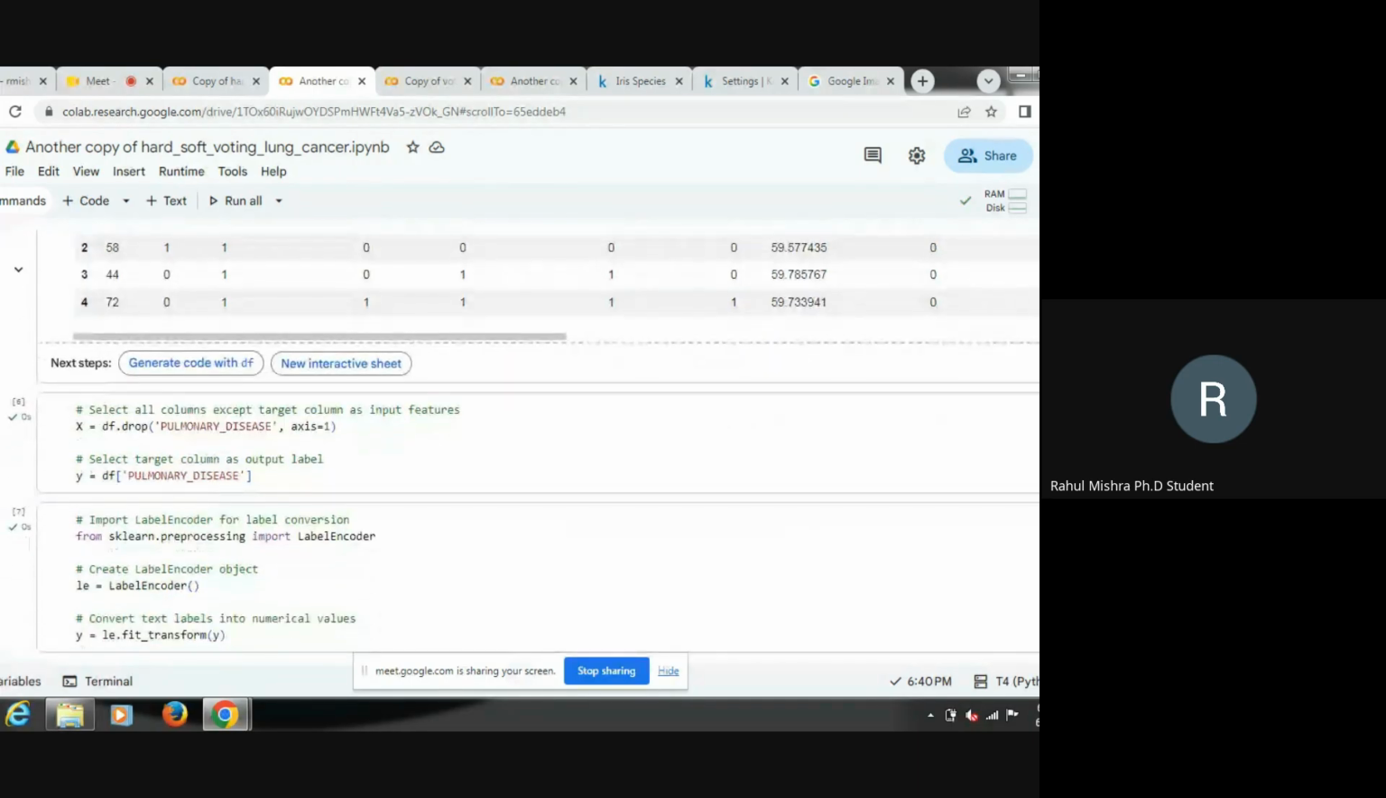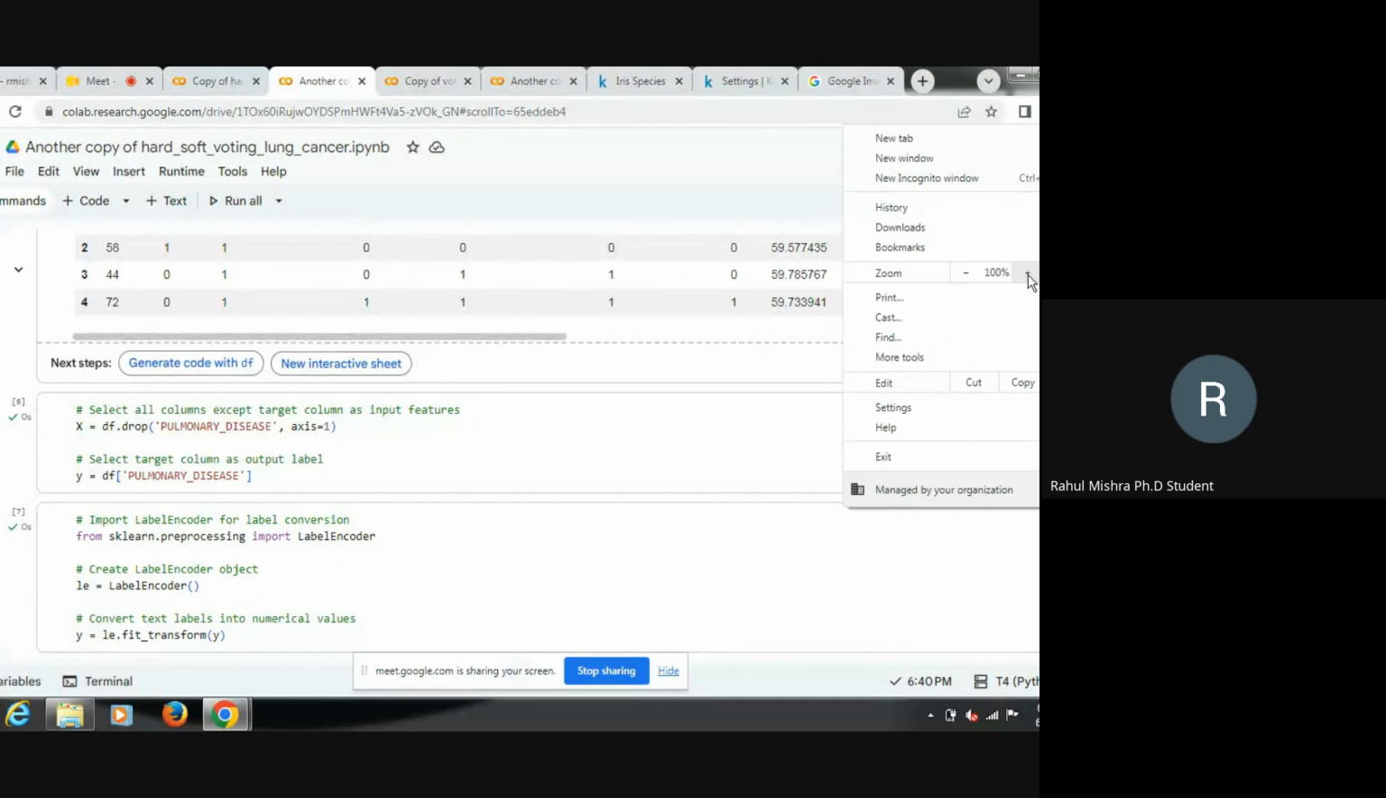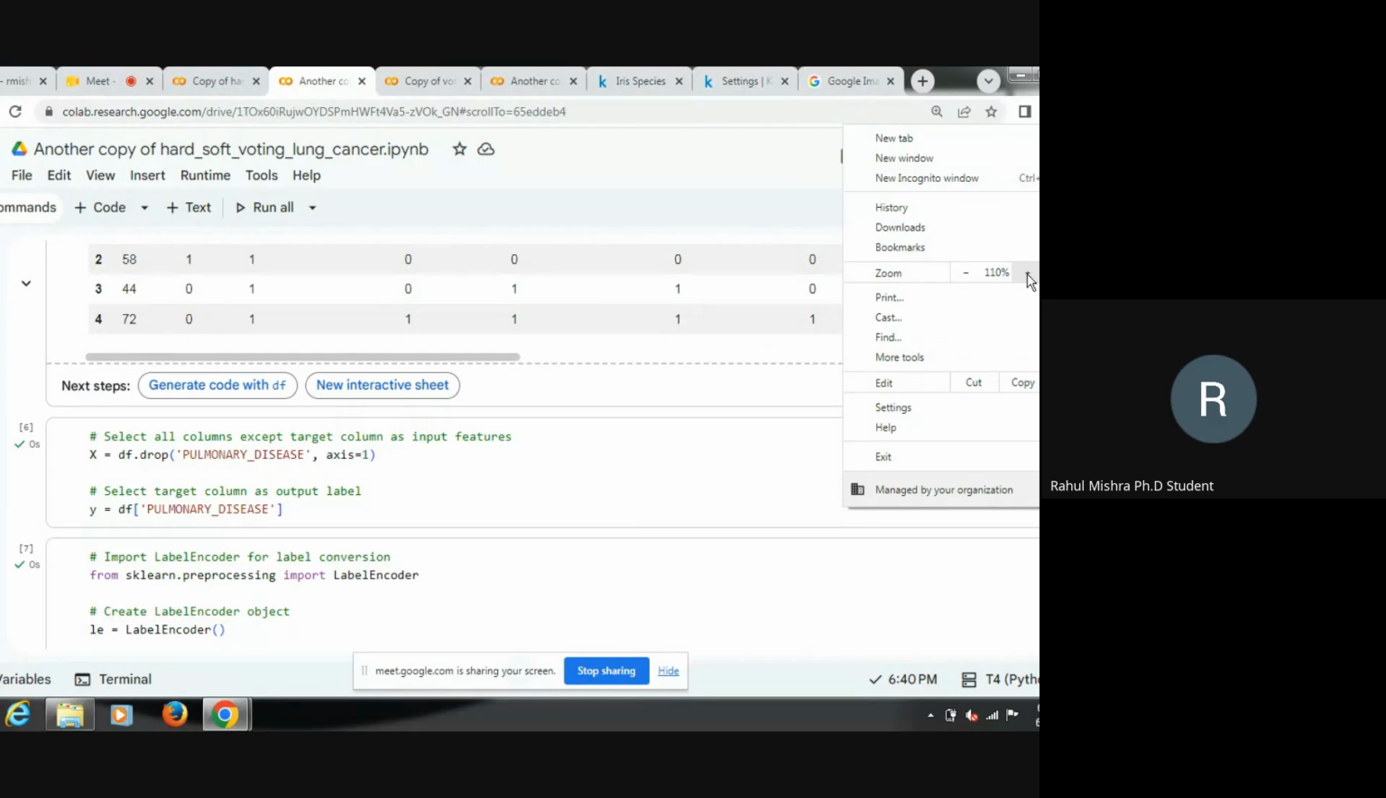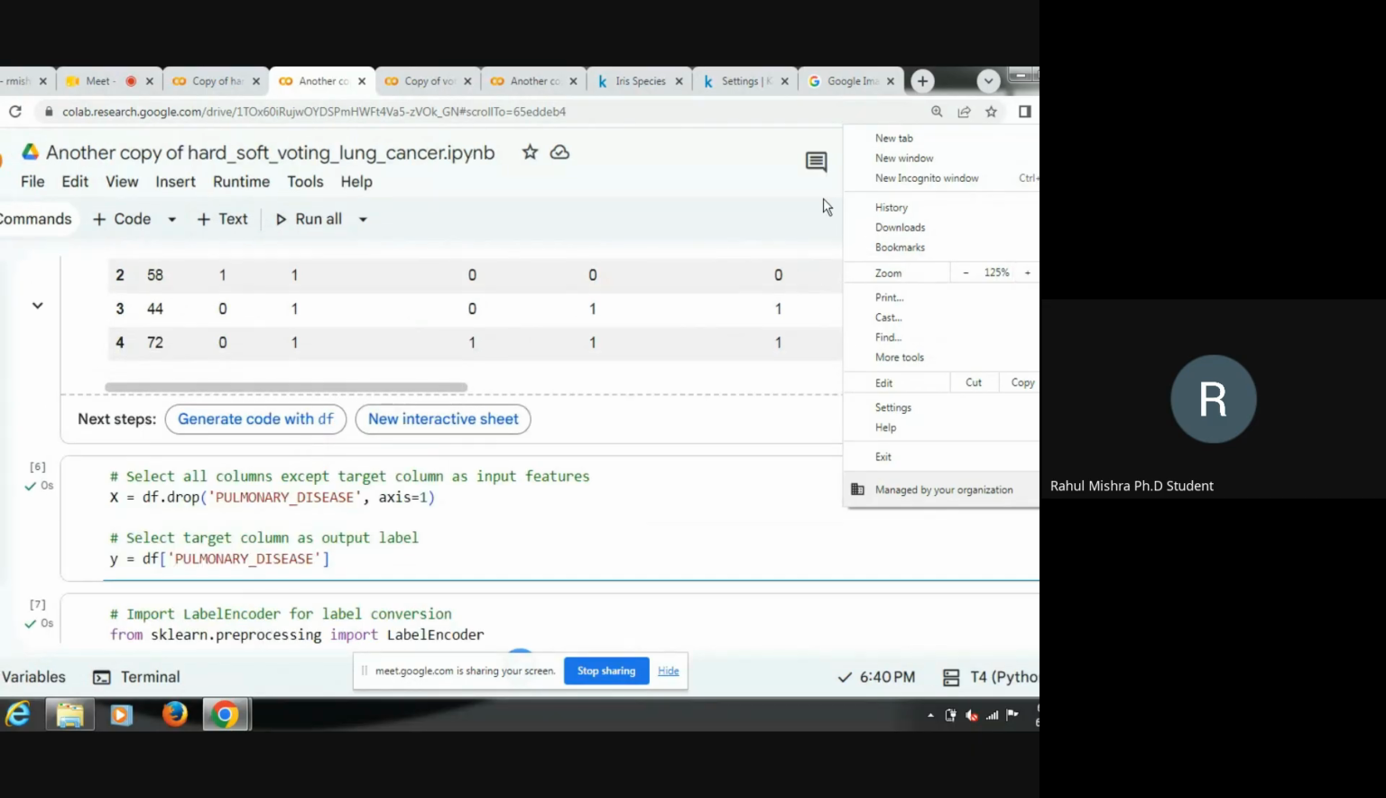So, going through the notebook, is the notebook visible to everyone? Hello? Yes, sir. Visible. Okay, visible.